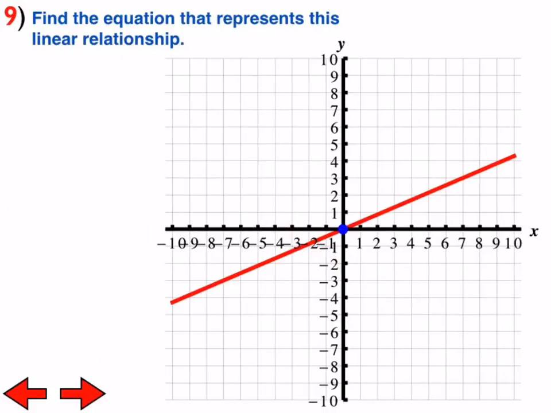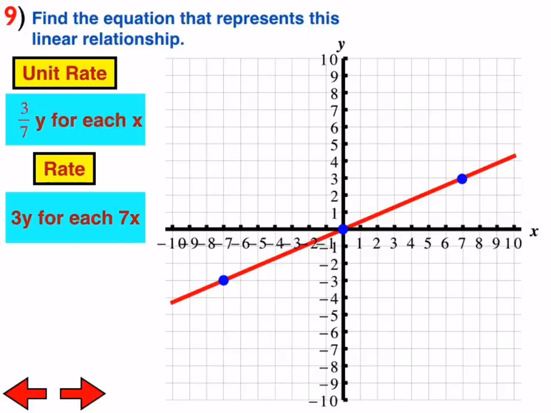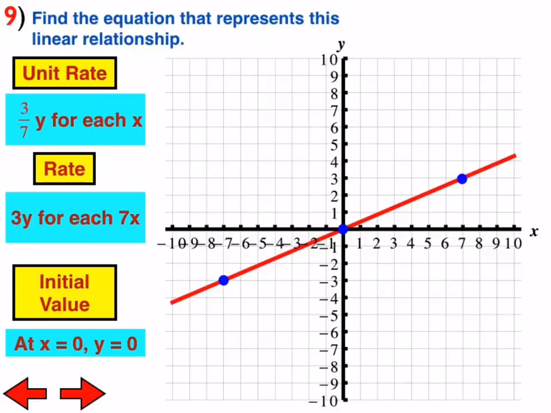All right, number 9, here are some perfect ordered pairs. The rate is 3 y's for each positive 7x. I'm not going to show it this time, but when you convert that to a unit rate, that's 3/7 of a y for each x. That's important, as well as the initial value, and that gives us y equals 3/7 x. Is this a proportional relationship, yes or no? Yeah, this one is, right?